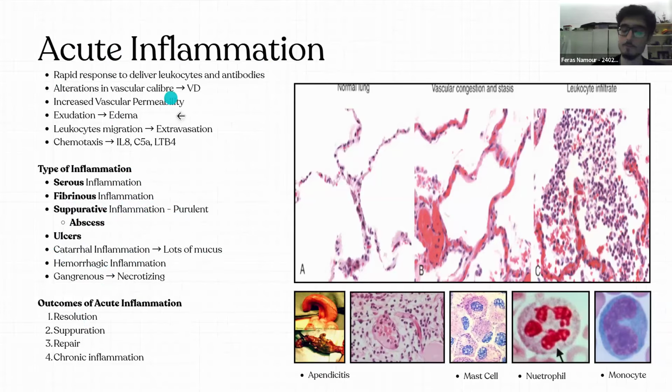All right. Now, I have this inflammation. What are the possible outcomes? Well, I have four possible outcomes. I can have resolution, going back to the normal state. The stress has been neutralized. Suppuration, maybe due to an infection. Repair. And if neither of these three work, chronic inflammation. I'm going to have inflammation go on longer than 48 hours.